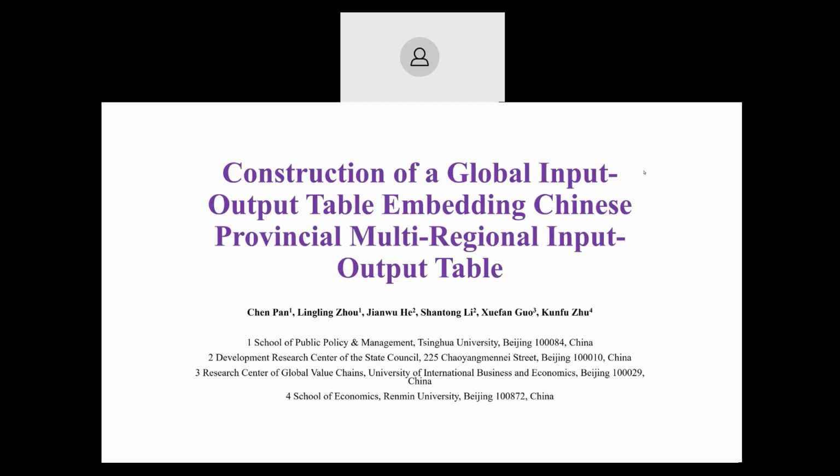Thank you. Hello, everybody. I'm Chen Pan from Tsinghua University. And it's my honor to introduce our recent work on the construction of an MRIO table. In this study, we focused on the construction of a global MRIO with Chinese provinces embedded.